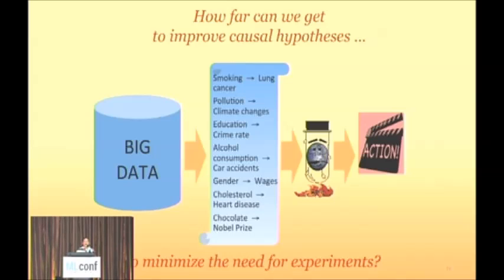So when we get all these very interesting big data sets, we can venture into making interpretations, looking at the meaning of the variables. And you could venture into thinking that perhaps smoking causes lung cancer, pollution causes climate changes, education causes crime rate, alcohol consumption causes car accidents, etc., just by looking at the names of these variables. Can you do a little bit better than that? Can you look at the data and, using some simple statistics, score all these pairs of variables and say which ones you should test first in an experiment?